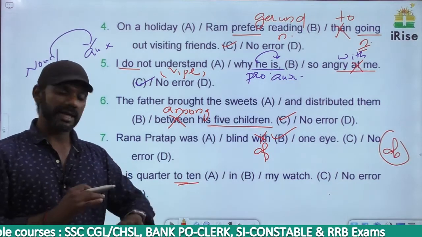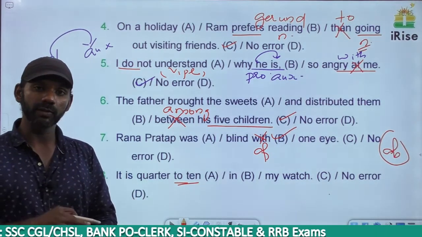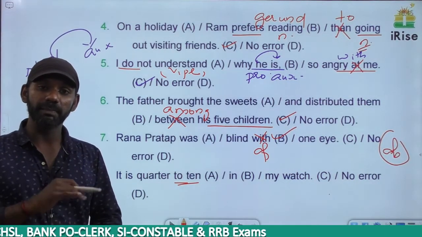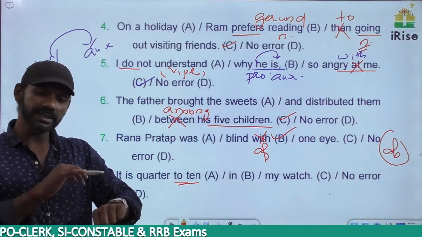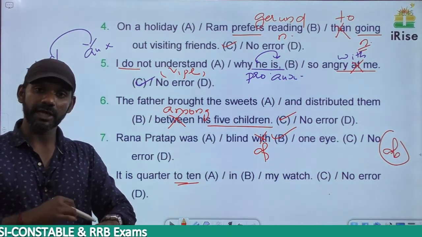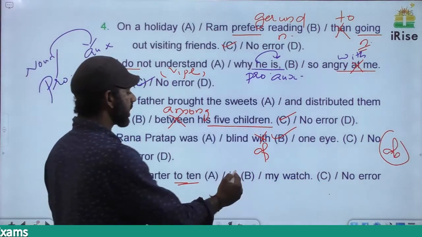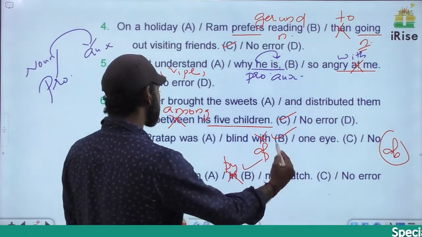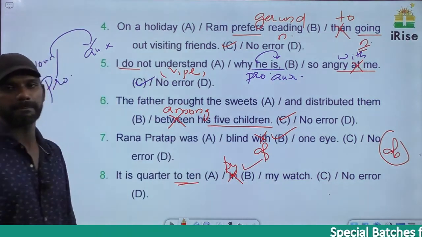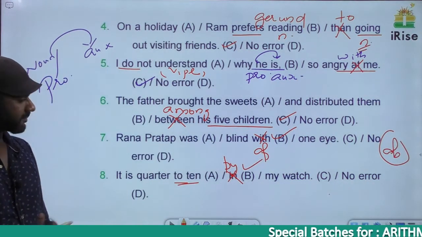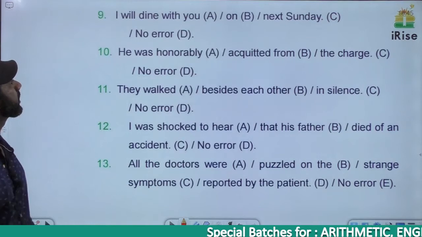I told you, time cannot be in the watch or on the watch. Time will always be by the watch, because watch is a medium by which time travels. And by is for the medium. So it is 9:45 by my watch. The error is in part B. Getting it? Come to the next one.